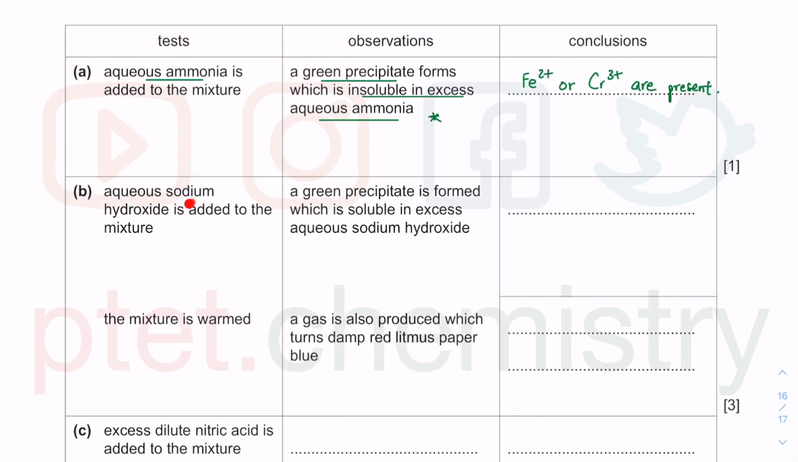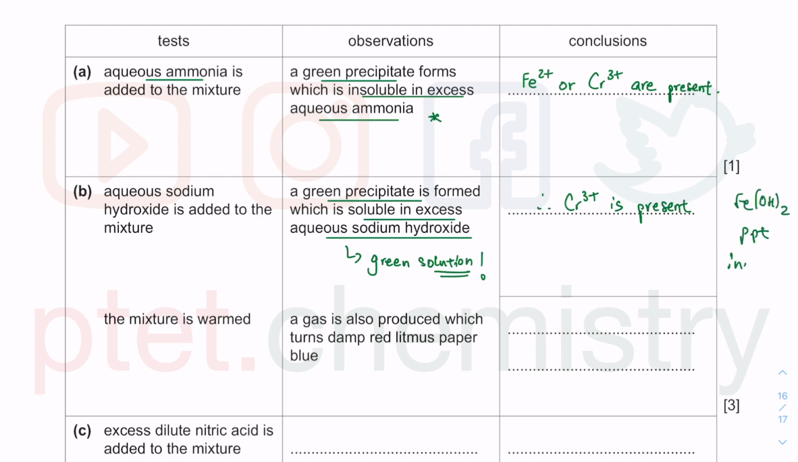Now when you add aqueous sodium hydroxide, you get a green precipitate, but this is soluble in excess sodium hydroxide. What you're going to get is a green solution. Solution means the precipitate dissolved to give you a green solution. Therefore, chromium 3+ is present, because iron 2 hydroxide, Fe(OH)2, is a green precipitate insoluble in excess sodium hydroxide. Of course, you know this because you're supposed to know all the results in the table.